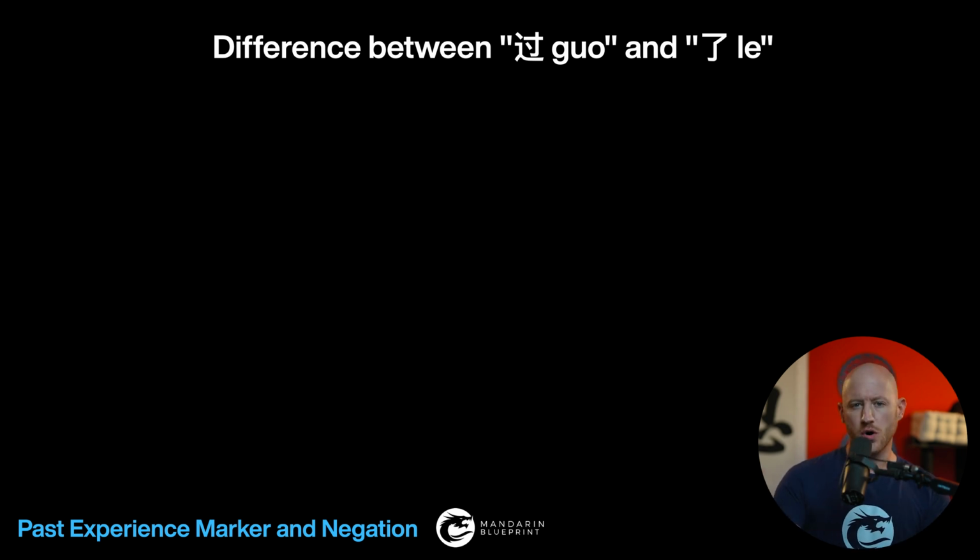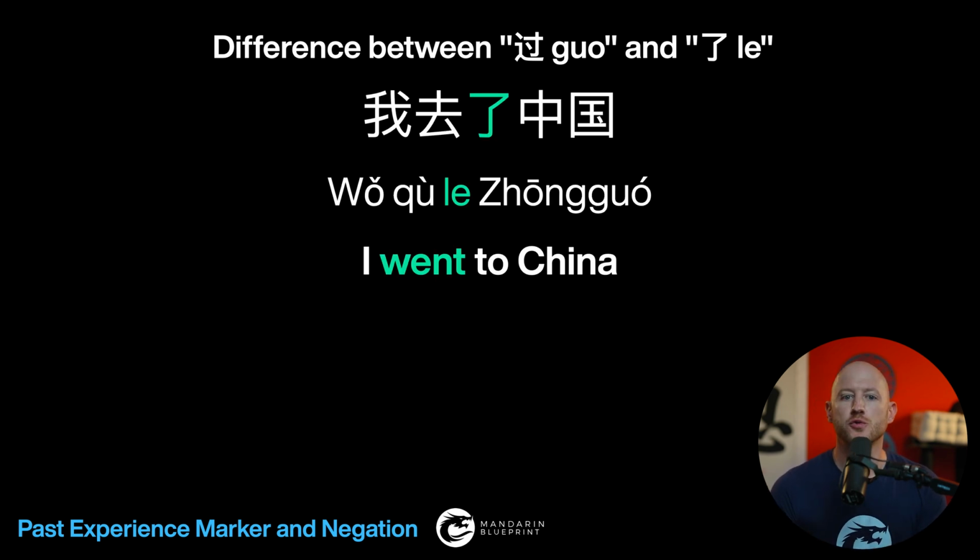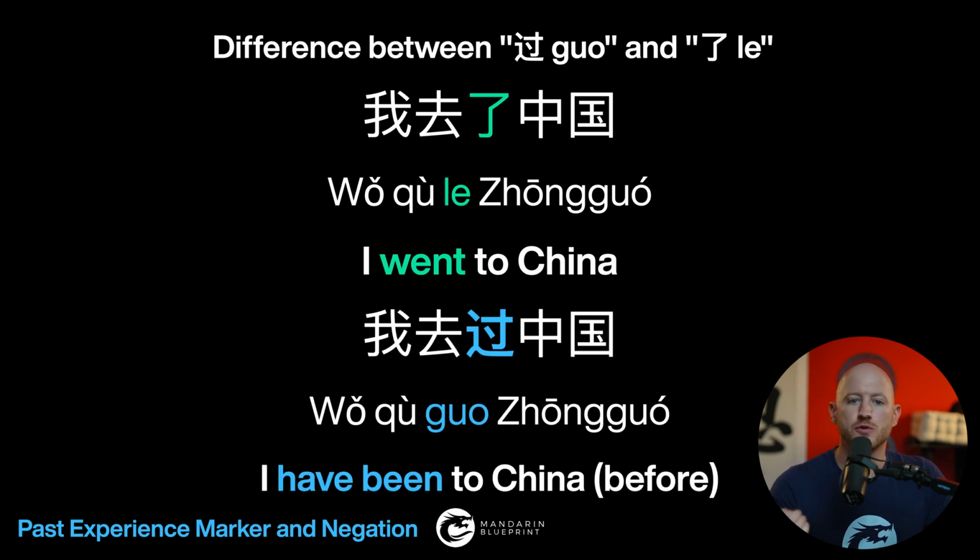Now, we covered le in a previous presentation, and because people mistakenly think that le indicates past tense, they sometimes wonder how 过 is different from le. Because after all, they both seem to be talking about the past in some way, but it's really not the case. It's change versus experience. Let's look at a couple of sentences that really illustrate this point. 我去了中国. I went to China. The action of going, 去, is complete, 了. So I went to China. How about this one? 我去过中国. I have done the action 去 ever before in the past.